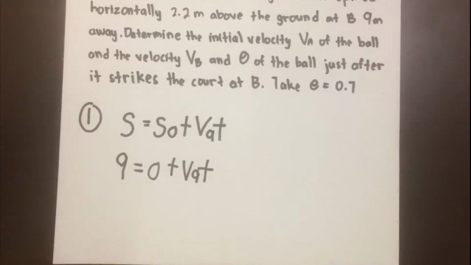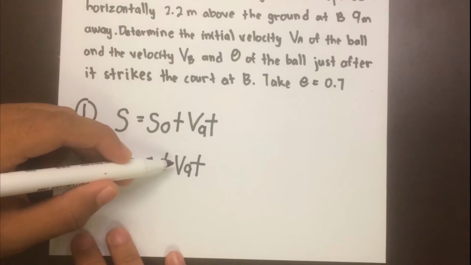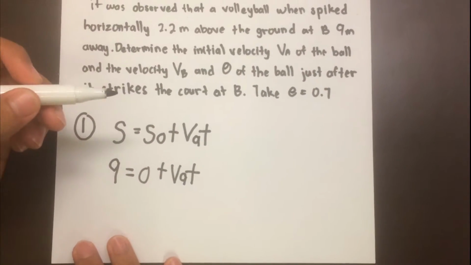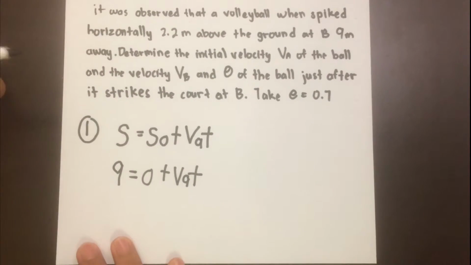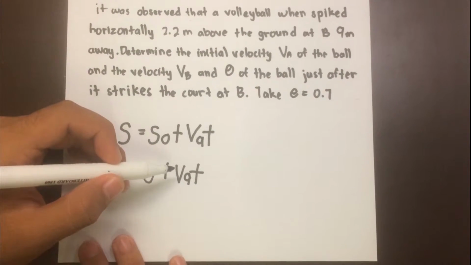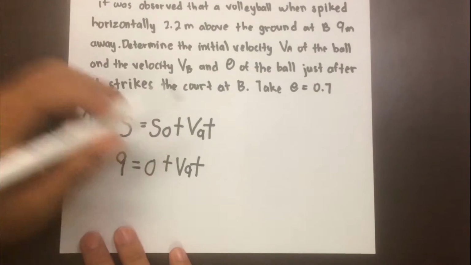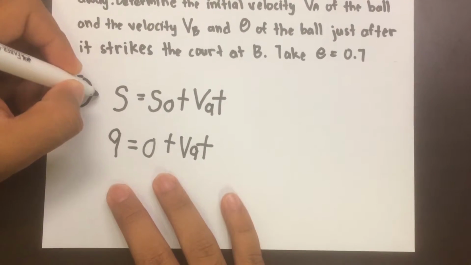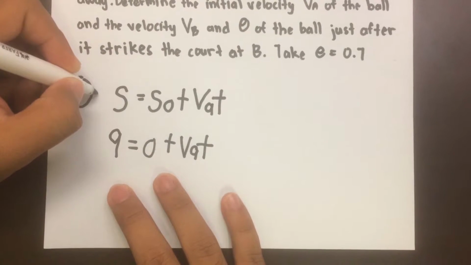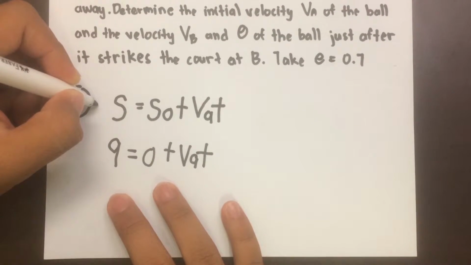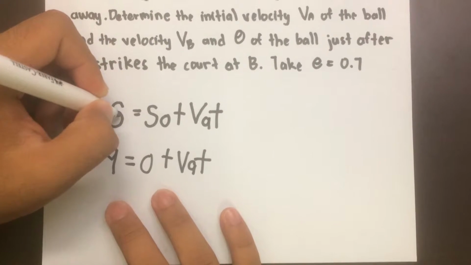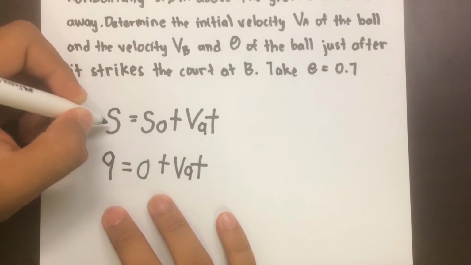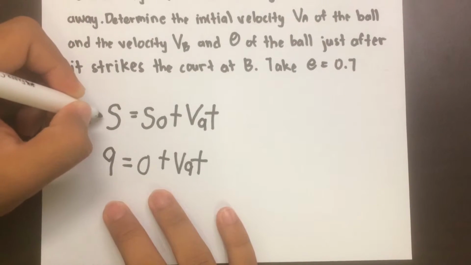So to find VA and T, we must find them from each other, so we use another equation to find it. Do not forget to put the sign of the direction. From this equation, we find the horizontal direction.